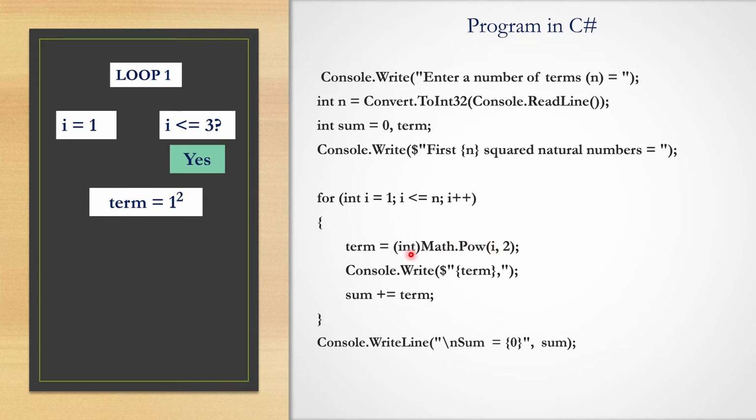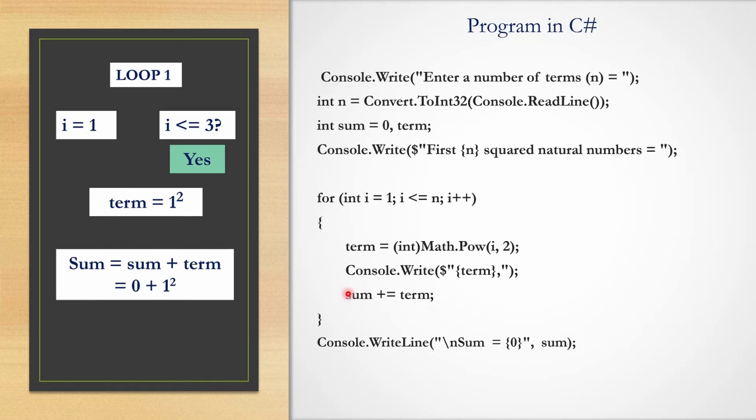I've used typecasting of integer to convert the double type that the Math.Pow function gives us, and changes it into an integer type. And then the next step it does is finds sum, which is equal to sum plus term. In our case 0, which we initialized at first, plus 1 square, which it just calculated. Now loop 1 ends. At the end of the loop, it performs an action which is i equals i plus 1. So our i in next loop would be i equals 2.